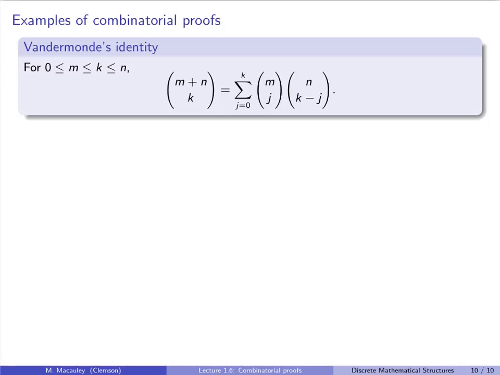Okay, so any ideas as to what sort of set we want to count? Probably not. So I'll give you a hint. On the left-hand side, we are selecting k people, maybe a size k committee. And up here, m and n, two different groups. Okay, pause it, see if that will help. If not, I'll see you on the other side momentarily.